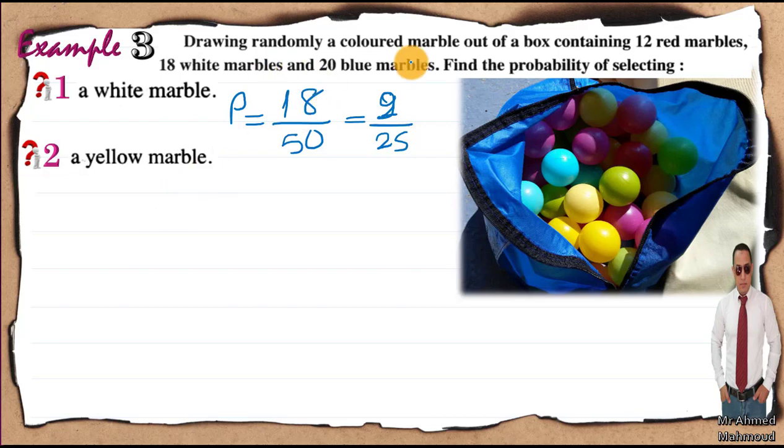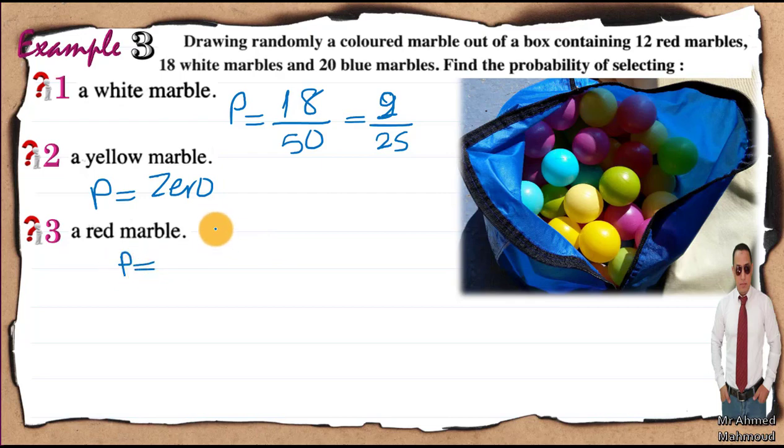Another example, yellow marble. I don't have yellow, I have red, white and blue. So the probability here equals 0. This is what we said: impossible event. Red marble. I have 12 red marbles, so the probability of the red marble equals 12 over 50, which is 6 over 25.